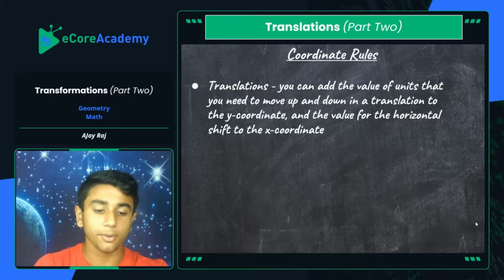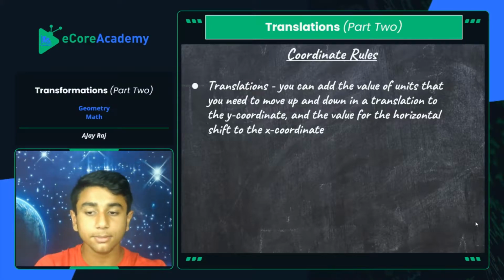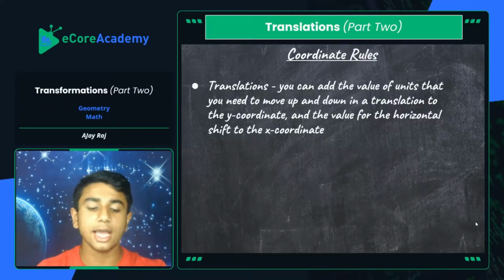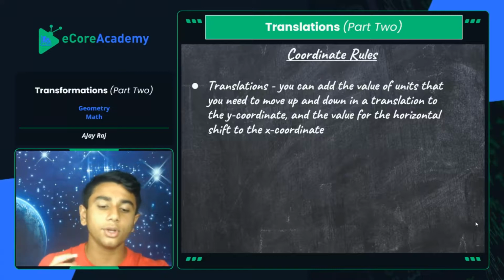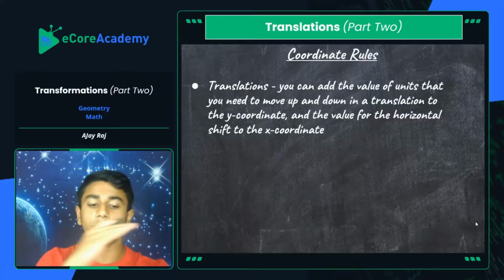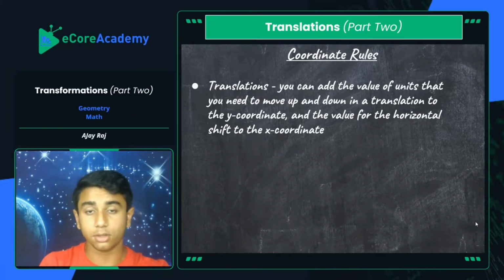Just breaking apart what that means, I know that's a long definition, but it's very simple in concept. You can add the value of units that you need to move up and down in a translation to your y coordinate, since the y coordinate represents the vertical axis, so it's all up and down motions. And the value of the horizontal shift to the left and the right can be added to the x coordinate, since the x axis represents horizontal movement.